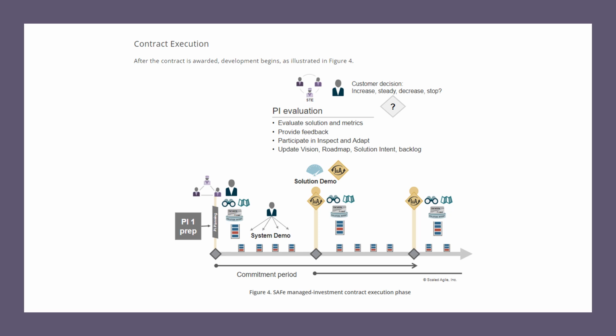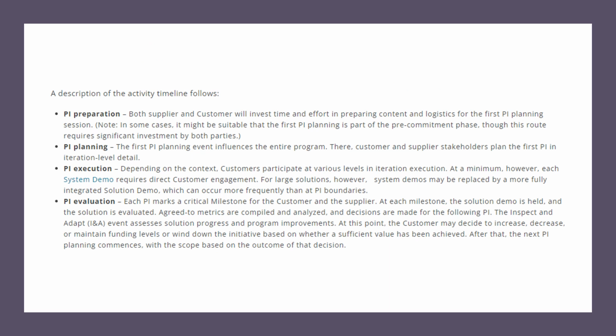After pre-commitment, we are entering into contract execution. After the contract is awarded, the development begins as you see in this picture. So we're going to have PI preparation, PI planning, PI execution, then PI evaluation, which we're going to discuss in detail in the next slide. PI preparation: both supplier and customer will invest time and effort in preparing content and logistics for the first PI planning session.